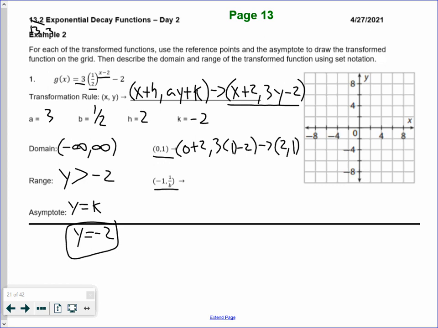And then for our other reference point, negative 1, comma 1 over b. Before we actually transform this point, we need to figure out what 1 over b is going to be. So we get negative 1, and our b value is 1/2. So we have 1 all over 1/2. And that's just going to be negative 1, comma 2. Anytime you have 1 over another fraction, just flip the bottom fraction, and that's what you get.